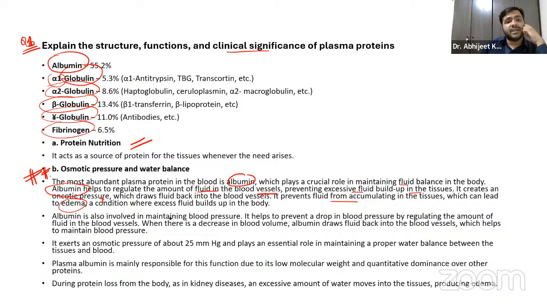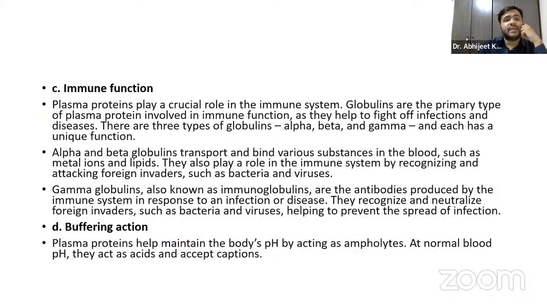Albumin also helps in maintaining the blood pressure, one of the most important clinical significances. It exerts an osmotic pressure of about 25 mmHg, so it helps to maintain a proper water balance. Apart from that, we have other functions and significances, for example the immune function. These plasma proteins have a very crucial role in the immune system, guys.